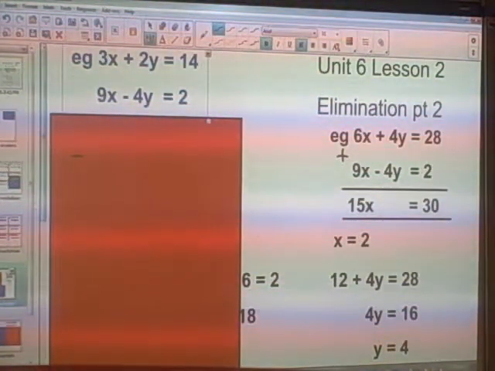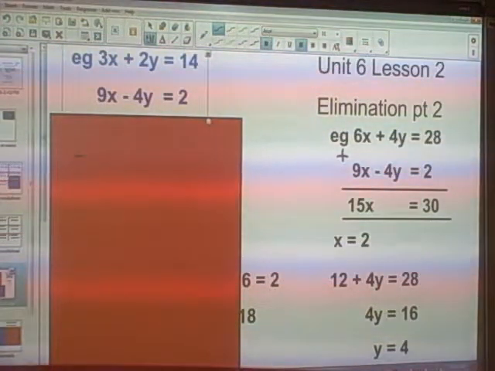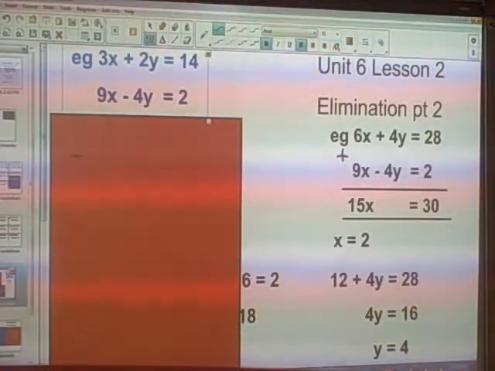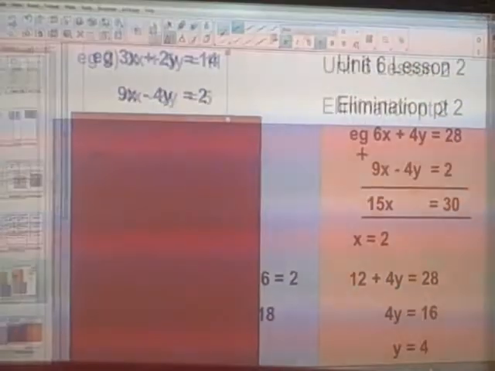So lots of different ways of ending up with the same answer. So just because you've chosen one method over another doesn't necessarily mean that you've gone wrong, but you should certainly finish up with the same answer at the end.